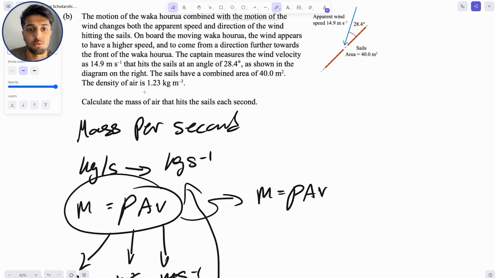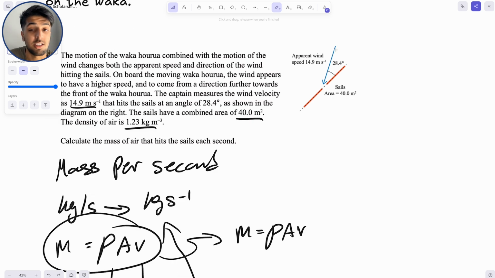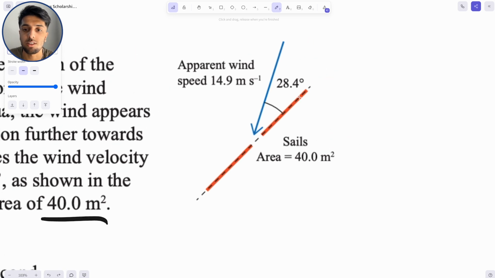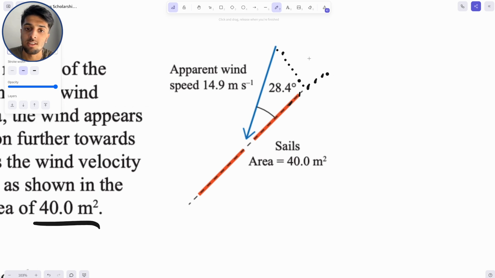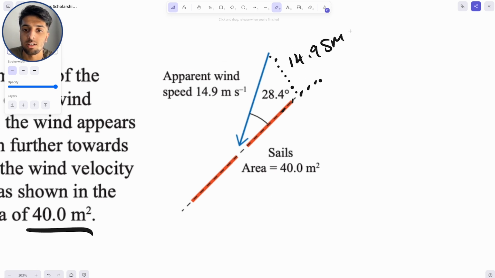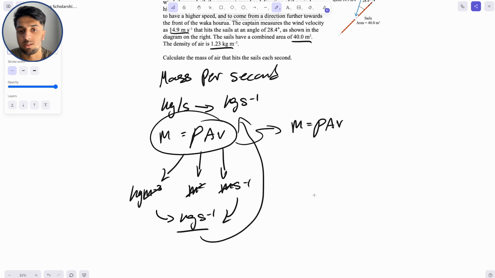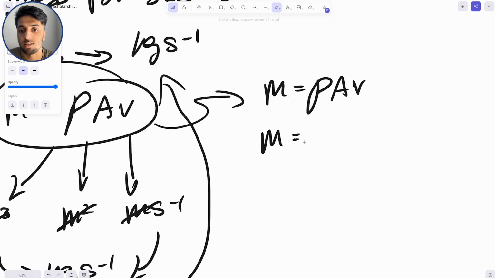I'll rewrite it here. So we have our density, and we have our area, which is right there, and we also have our velocity. But the key idea here is that the wind is coming in at an angle, and so what we actually want is a component of that velocity. And so if we can take this out, and we can draw a perpendicular line right there, we know that this line is 14.9 sine 28.4, as this is the opposite side and we have the hypotenuse. So that is our V.